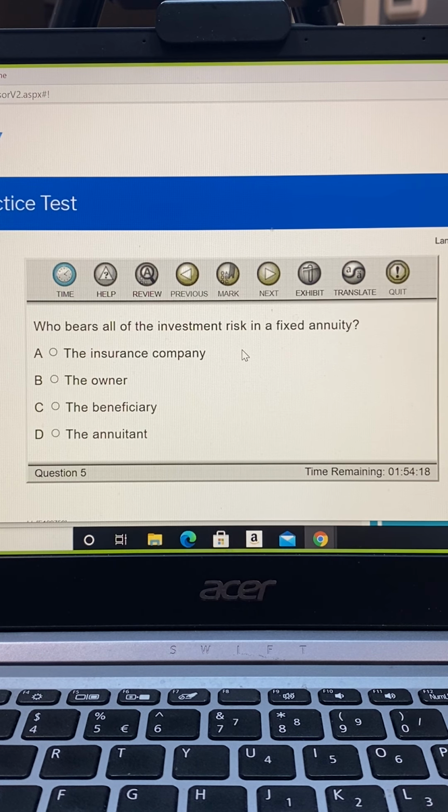Who bears all the investment risk in a fixed annuity? The annuitant? No, man. Is it a fixed annuity? Is that the insurance company? Yes. Why? Because the annuity is fixed. Right. And what's synonymous with fixed? Start with a G. Guaranteed. Fixed is guaranteed. So if the insurance company is guaranteeing you something, they taking a risk. So whenever you read fixed, you can interchange it with the word guaranteed. Right.